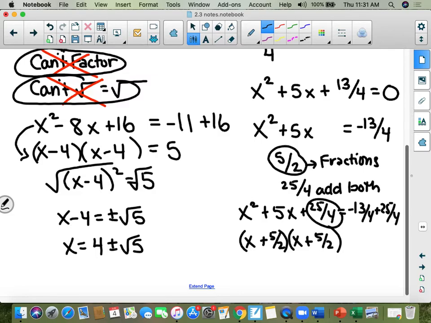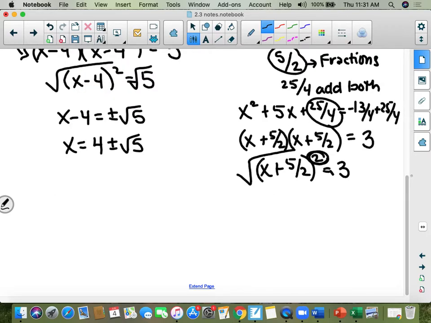It makes 5x. Negative 13/4 plus 25/4 makes 12/4. 12/4 is the same thing as 3. I know that this is the same thing as x plus 5 halves, all of this raised to the second. The whole point of this was to complete the square, or make it a perfect square on the left-hand side.